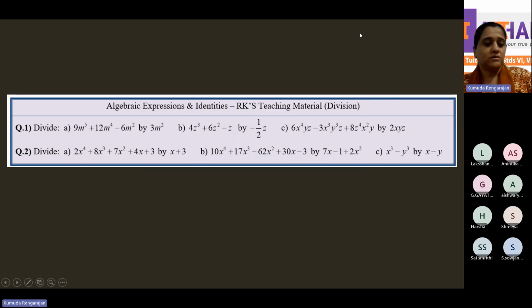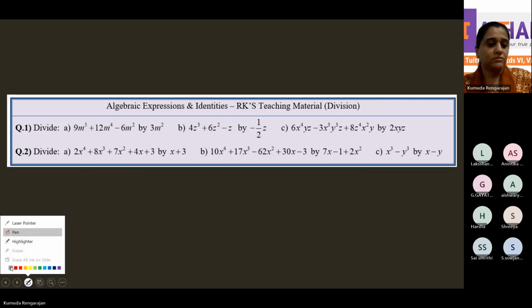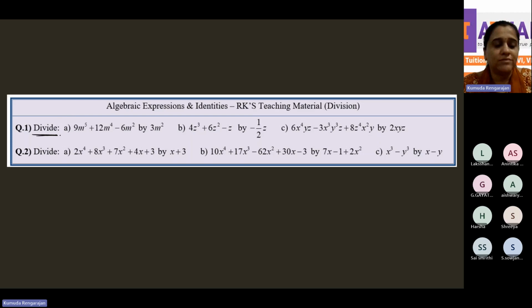So see the questions here. Divide. I'm just reading the questions. Divide. You can see three terms here by a single term. So meaning divide this trinomial by this monomial. Here we have three terms by a single term. Again, a trinomial. Divide this trinomial by this monomial. Here again, three terms by the single term.